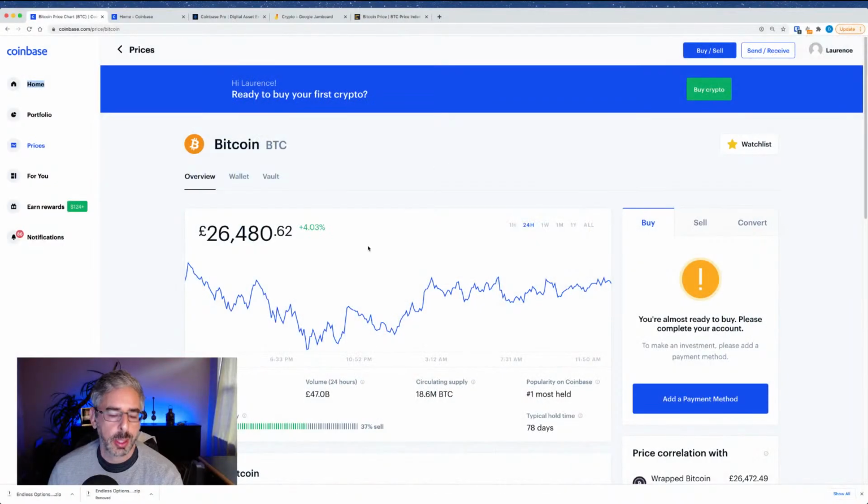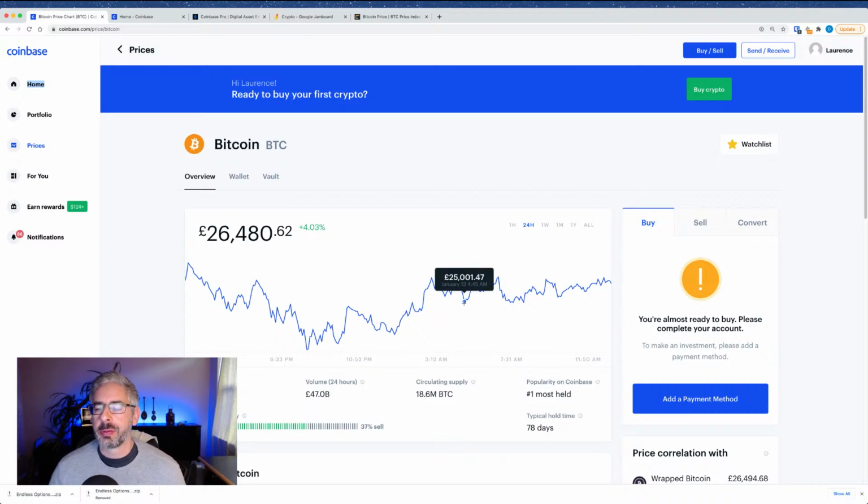I'm going to share my screen with you and show you what's going on and how to use Coinbase. Let me go ahead and do that. Okay, perfect. So this is the dashboard that you're going to see in Coinbase when you sign up. It's very simple to use. You've got these left side tabs. They're pretty self-explanatory.